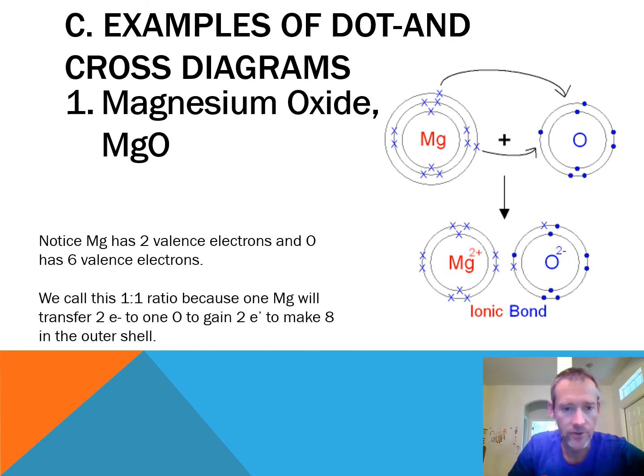So 2 valence electrons for magnesium. Oxygen has 6, so it needs 2 more to get to 8. Therefore, we call this a 1-to-1 ratio, because 1 magnesium will transfer 2 electrons to 1 oxygen to gain 2 electrons.